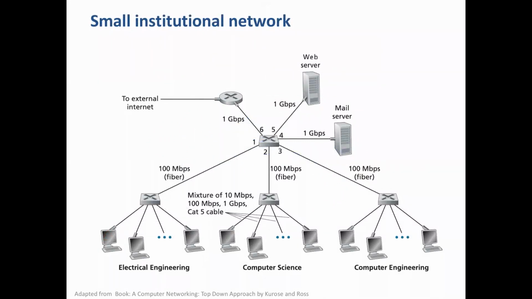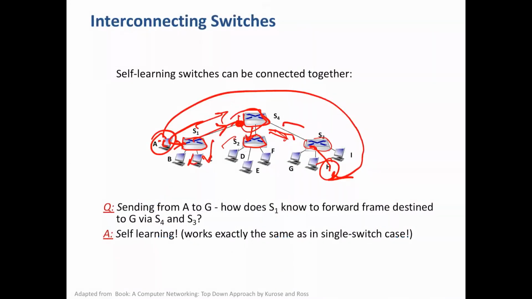Okay, all right, so this is a very small institutional network. These are the switches. So the broadcast domain here extends as long as we have switches. For example, here even now broadcast is happening.